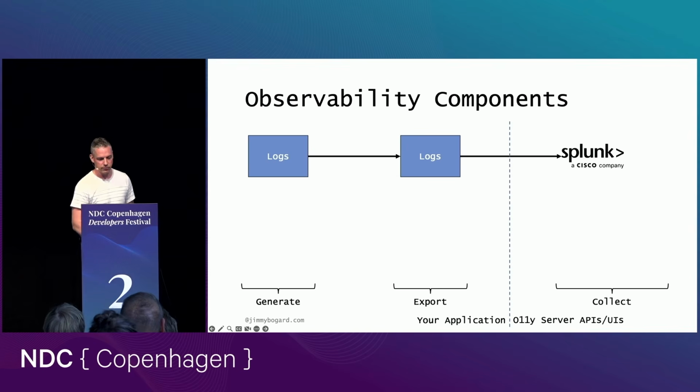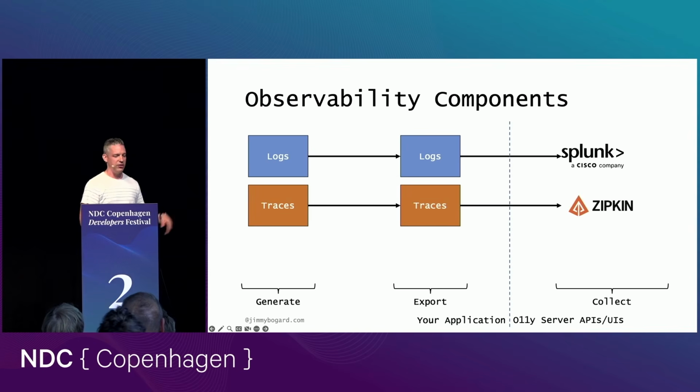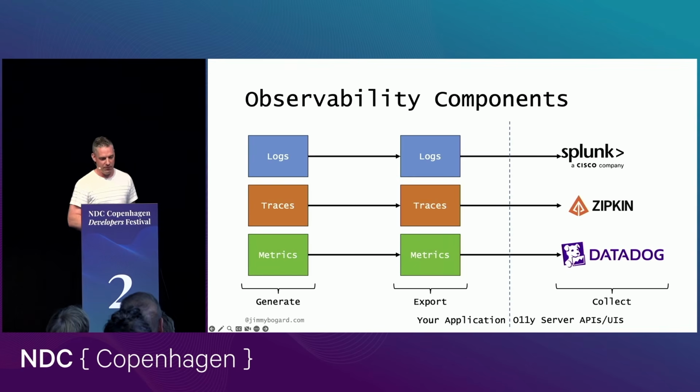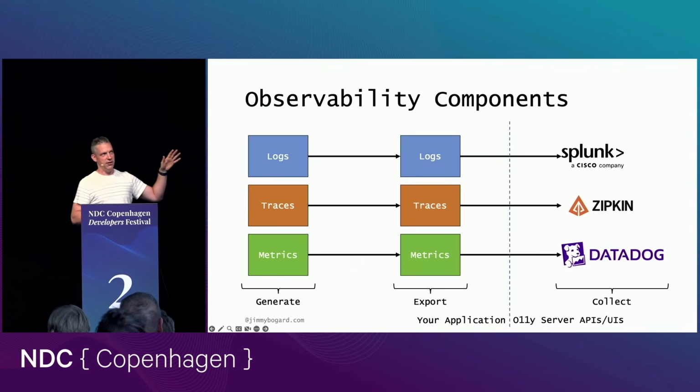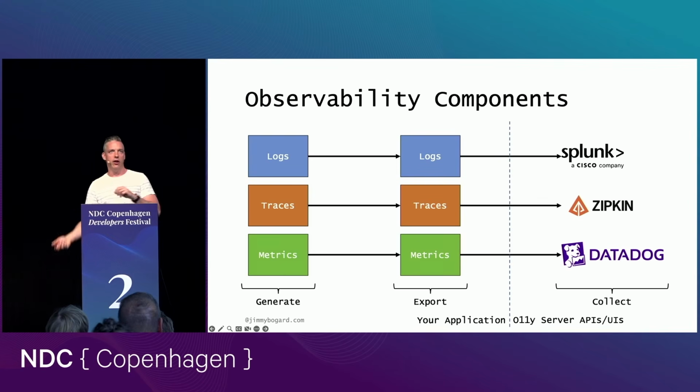They're there today. So for our traces, we want to generate, export, and collect. We're exporting into Zipkin. And the same thing with metrics. Now, the OpenTelemetry folks have defined standards for all of these things: standards for generation, standards for exporting, and standards for collecting as well.